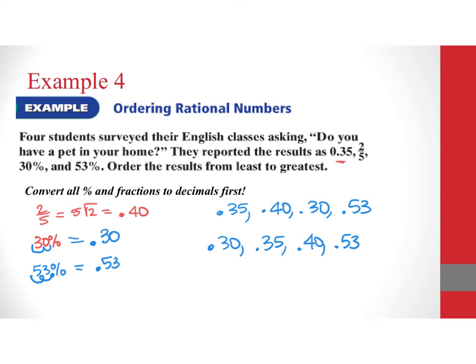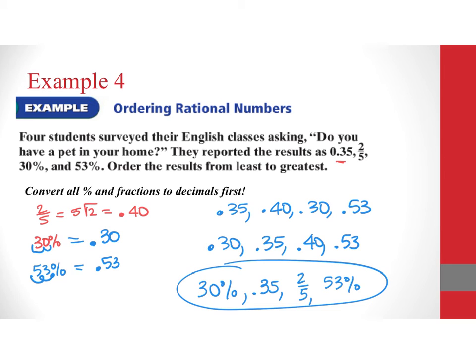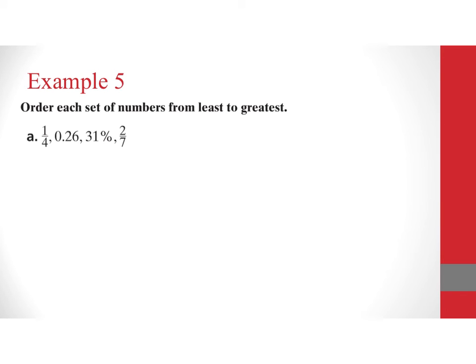Now I'm just going to put their equivalents. So 0.30 was really 30%. We were given 0.35. 0.40 was really 40%. Oh, that was really 2/5. And the 0.53 was really 53%. So here are those same numbers written in the correct order from least to greatest. Please pause the video and try doing this on your own.